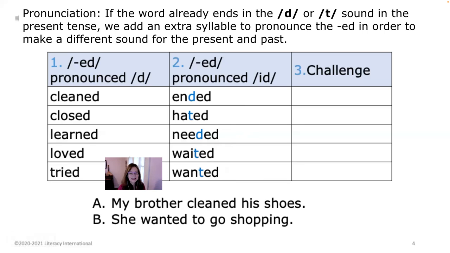So we have some sample sentences here. We can have the students read. My brother cleaned his shoes. She wanted to go shopping.